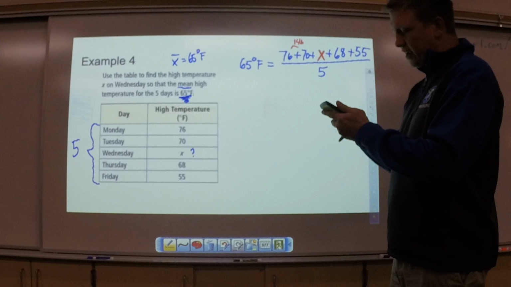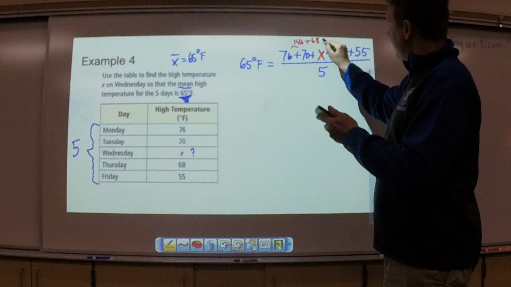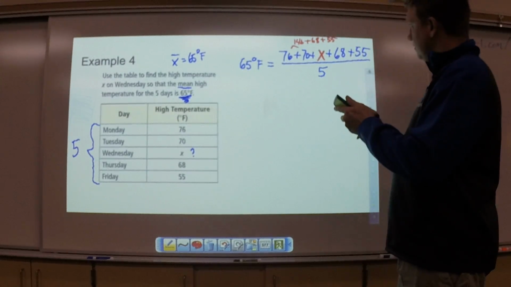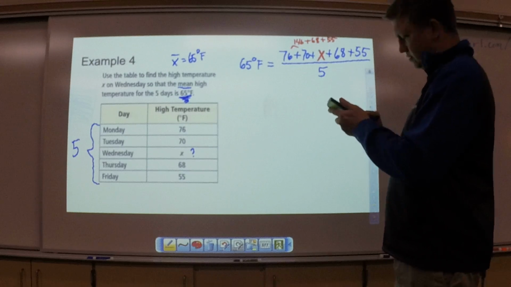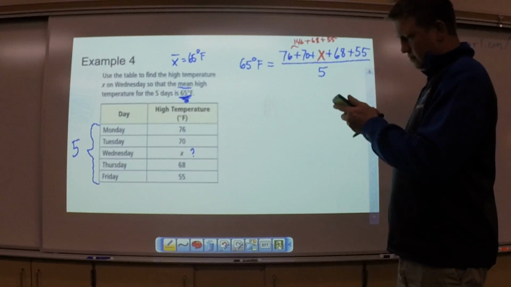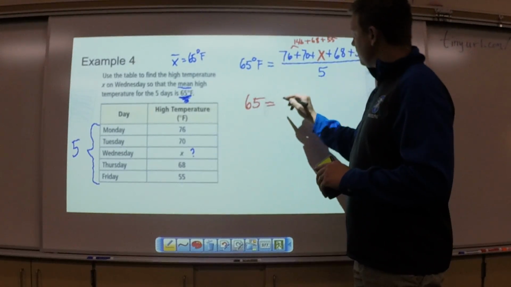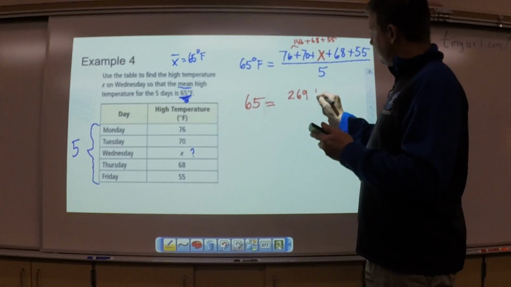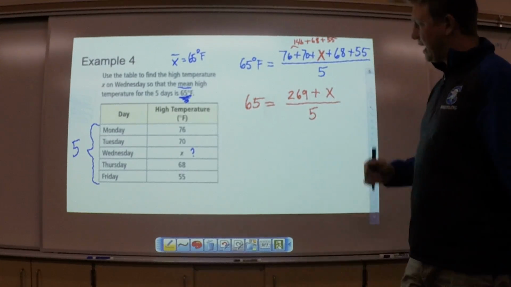Just adding, so we're going to add 68 to it. So I'm going to add 68 here, and I'm also adding 55. Double check. All right, so what I end up with, 65, I rewrite it, equals, and then all these numbers added together is 269 plus x, all divided by 5. Okay, that's my next step.